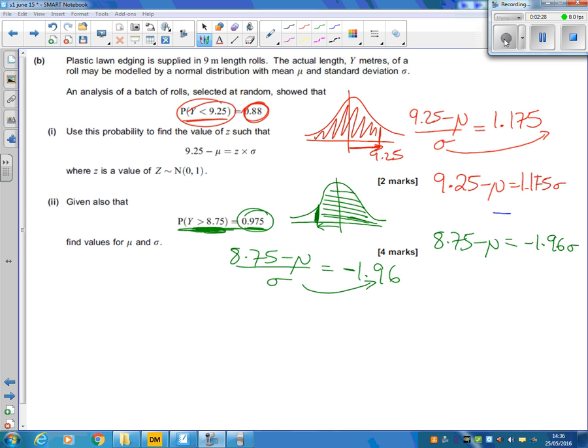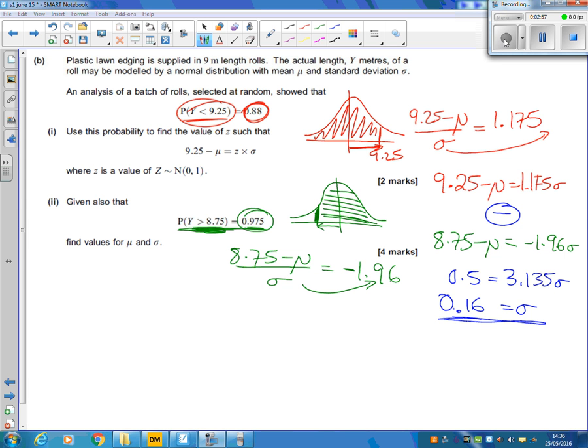Same sign. Let's just subtract those two things from each other. When you subtract those two things from each other, we're just getting 0.5 on this side. The two means cancel out, that's why we did it. And I've got 3.135 sigmas there. Divide both sides, gives me that my standard deviation is 0.16. Now, if you get a negative standard deviation, you know you're wrong. Standard deviations can't be negative.